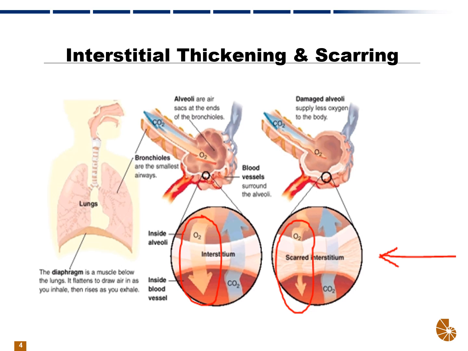So here's a better slide that I didn't draw, and it shows again, circled in red, that in the lungs, when there's a thick interstitium, it's going to be more difficult for the gases to pass back and forth from the alveoli into all the little blood vessels that surround the alveoli. And you can see to the upper right how the thickened interstitium plays a role, and it's called damaged alveoli, which supply less oxygen to the body.